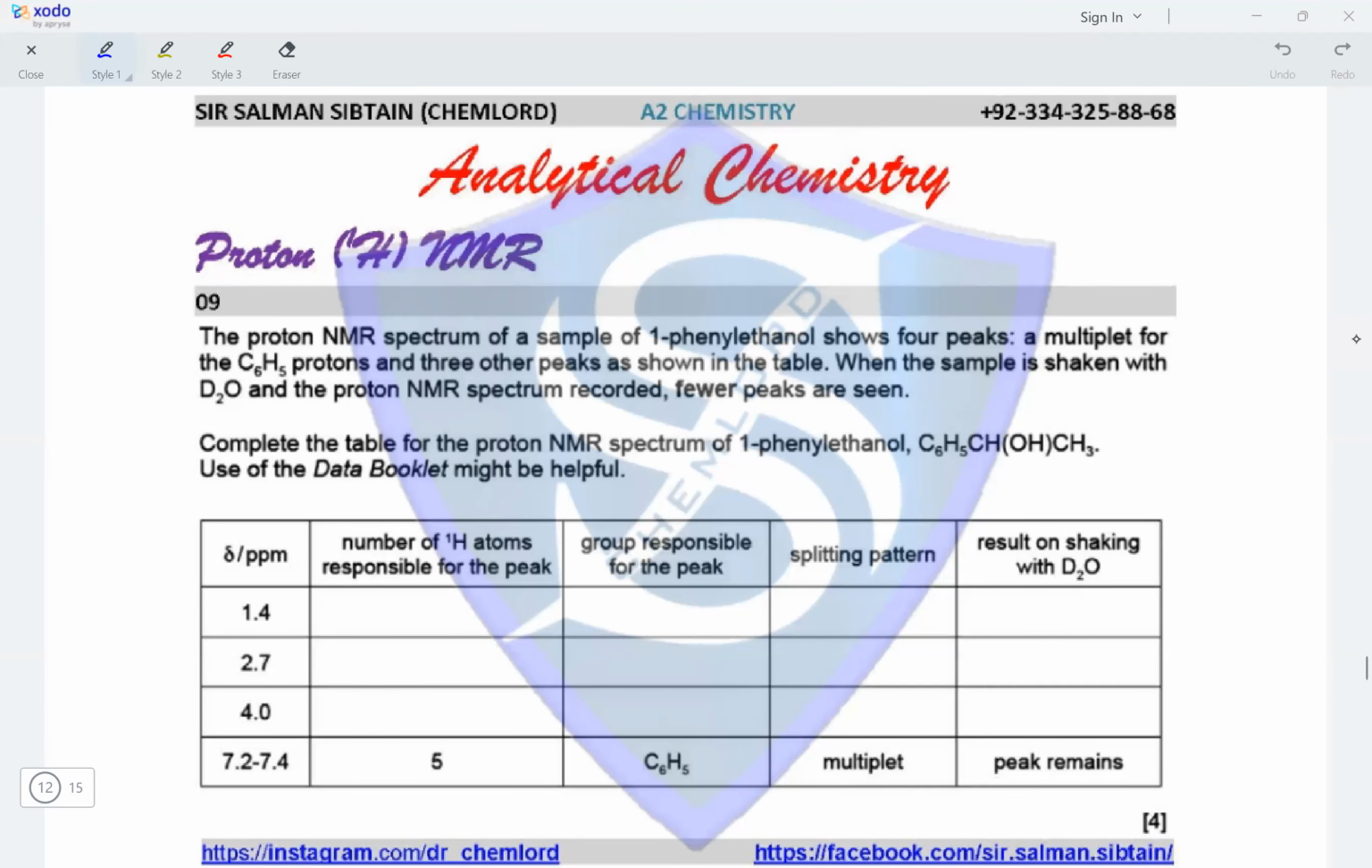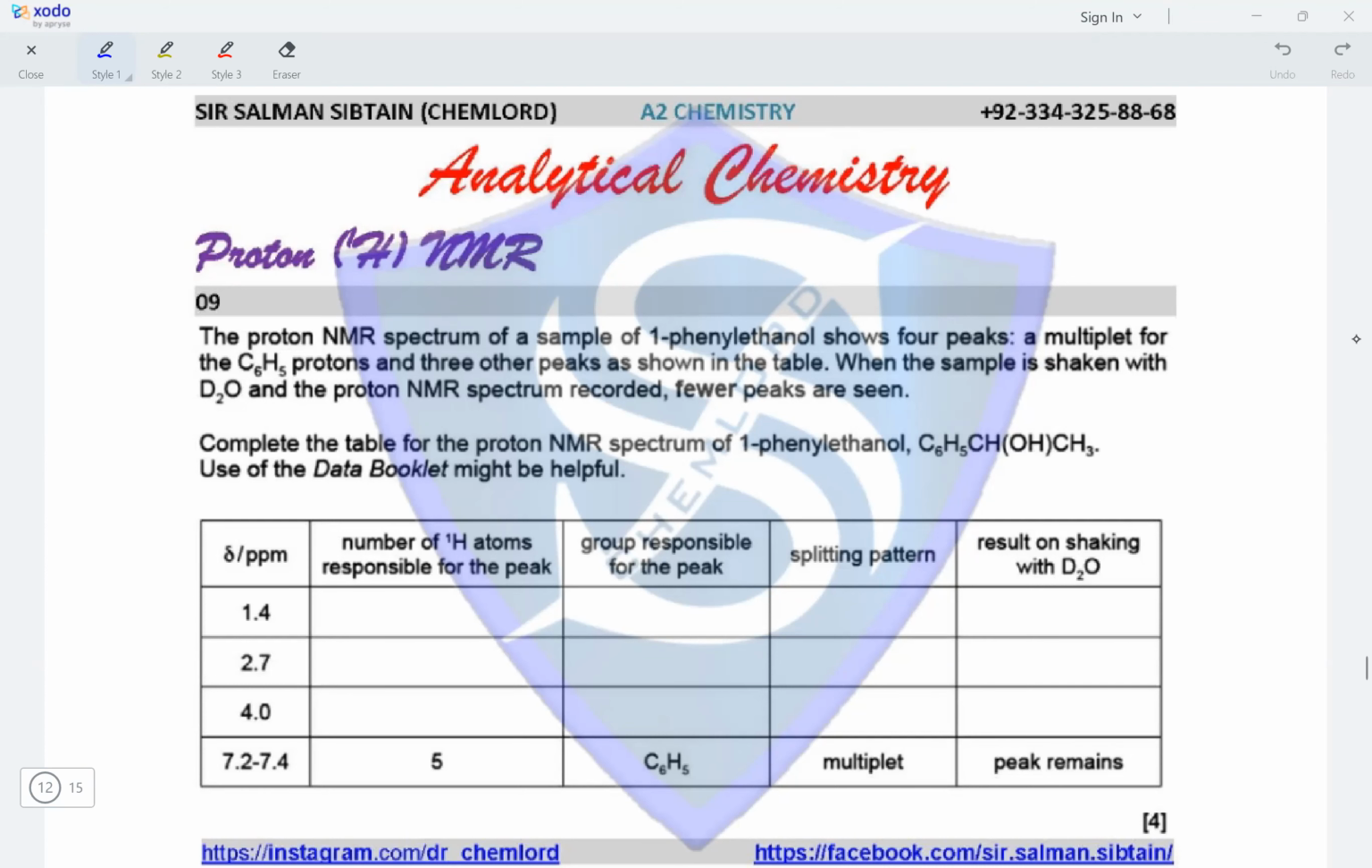Question 9. The proton NMR spectrum of a sample of 1-phenylethanol shows 4 peaks, a multiplet for the C6H5 proton, and 3 other peaks as shown in the table. When the sample is shaken with D2O and the proton NMR spectrum recorded, fewer peaks are seen. Complete the table for the proton NMR spectrum of 1-phenylethanol. The formula is given and use of the data booklet will be helpful.